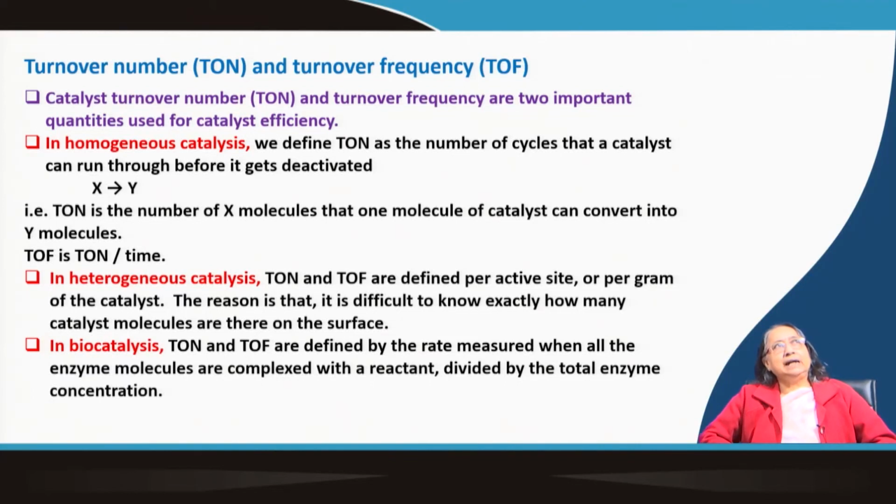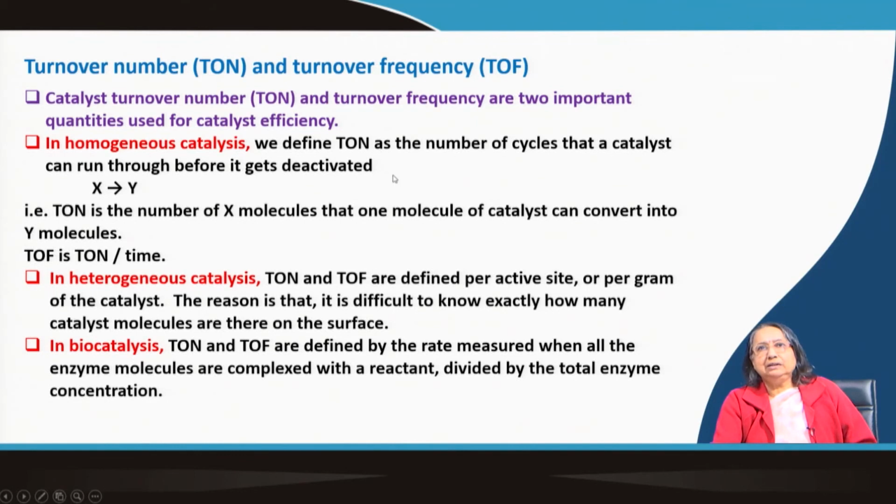Now, when there are two catalysts, how to know which catalyst is better? To know this, we have to consider two things. One is the turnover number, another is the turnover frequency. Both are similar. Catalyst turnover number and turnover frequency are two important quantities used for catalyst efficiency. They are defined in different ways in homogeneous catalysis, in heterogeneous catalysis, in biocatalysis. The definitions of TON are different.